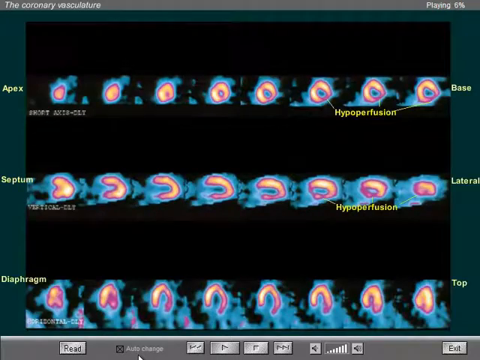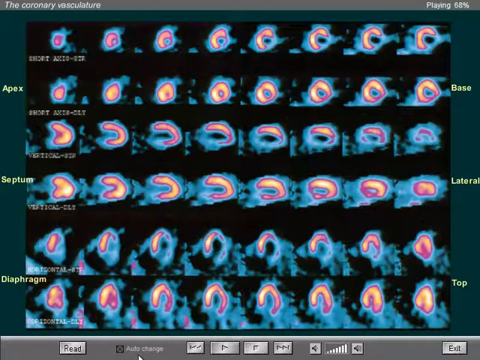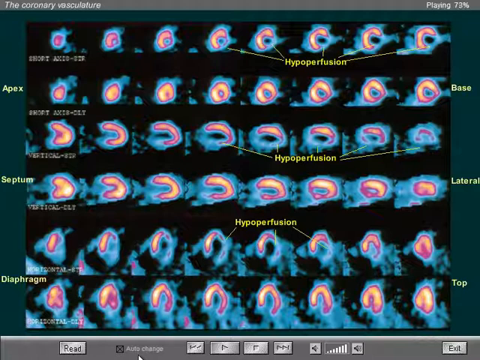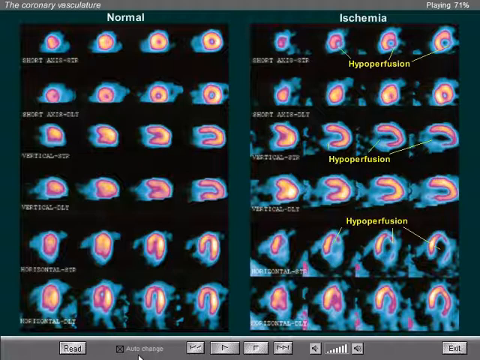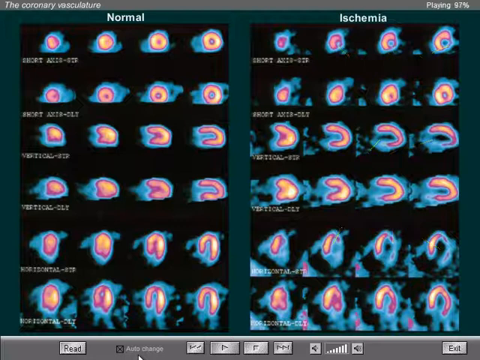In this patient with myocardial ischemia affecting the diaphragmatic and lateral aspect of the left ventricle, we see first the images with the patient at rest. Note the images following stress. There is evidence of hypoperfusion of the diaphragmatic surface of the left ventricle, as well as the free or lateral wall of the left ventricular chamber. Note to your left the normal left ventricle at rest and during exercise, and to your right the ischemic left ventricular chamber during rest and exercise.